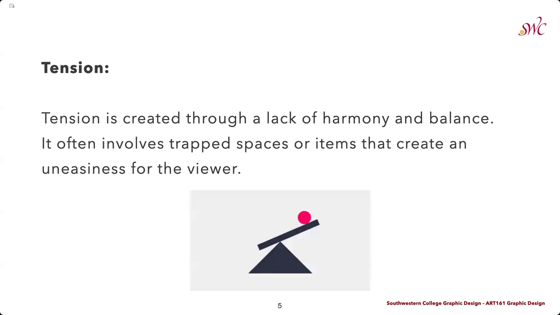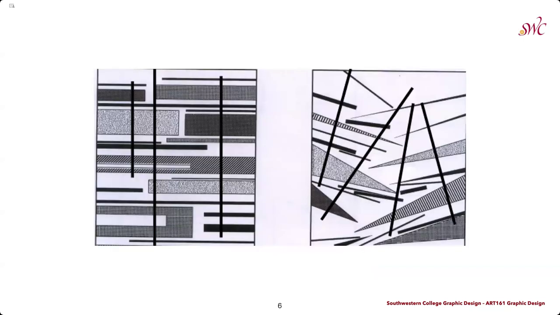The next principle here is tension. And tension is created through a lack of harmony and balance. It often involves trapped spaces or items that create an uneasiness for the viewer. Now, in some cases, you want to use tension.